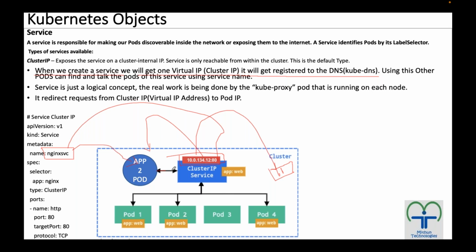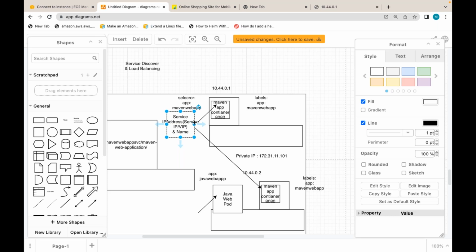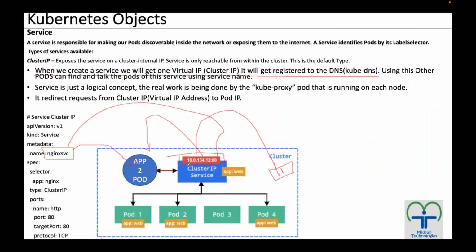The request goes to the service. Then the service will forward the traffic to the pods. But how will the service identify the pods? To which pod does it have to route? What are the endpoints of the service? Labels and selectors. So when we create a service, we get one virtual IP address that will be registered into the DNS. Pods can find and talk to this using the service name.